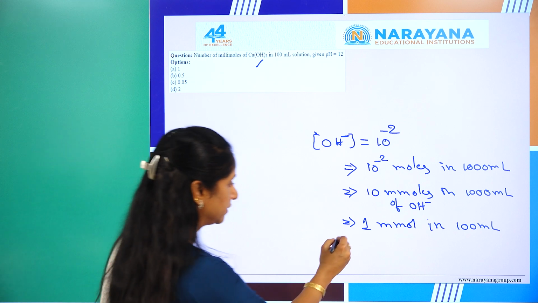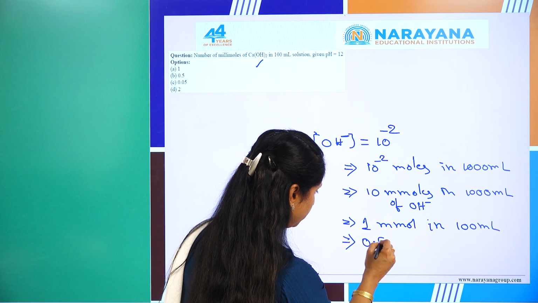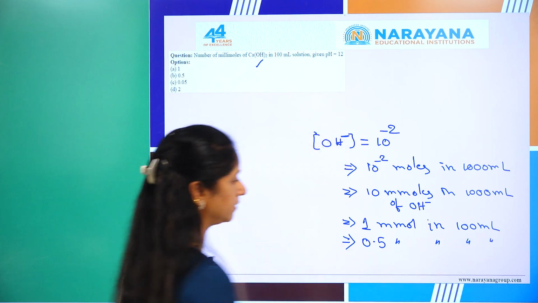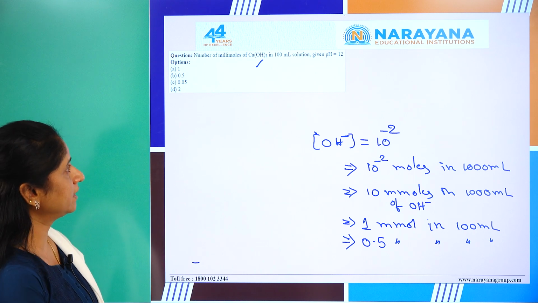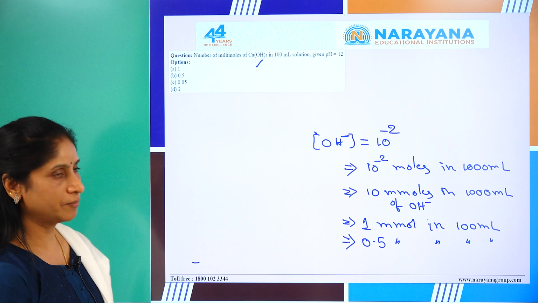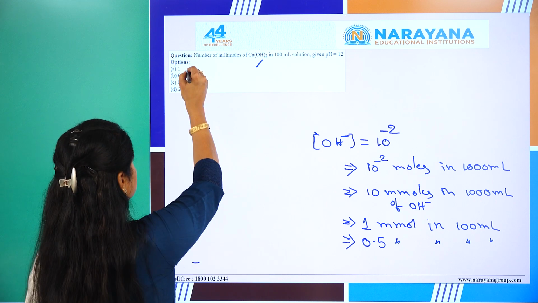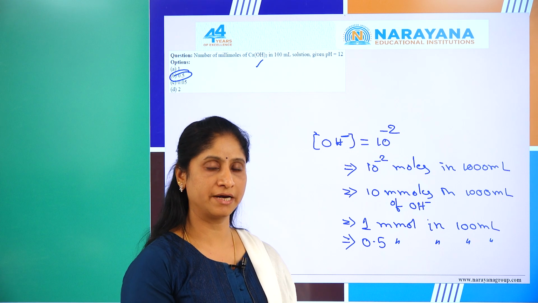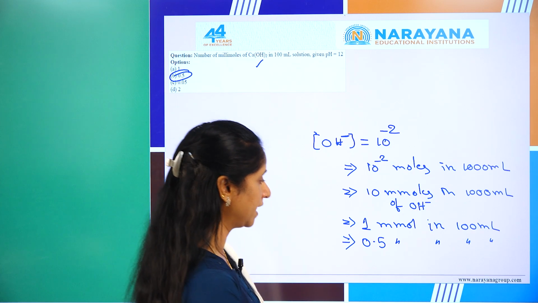So therefore, the number of millimoles of calcium hydroxide should be 0.5. 0.5 millimoles in 100 ml. There is a scope of doing a small mistake in this question. If you think directly as OH minus, you may go for 1 millimole as the answer. But the correct answer is here: 0.5 millimoles of calcium hydroxide can give 1 millimole of OH minus ions in 100 ml.